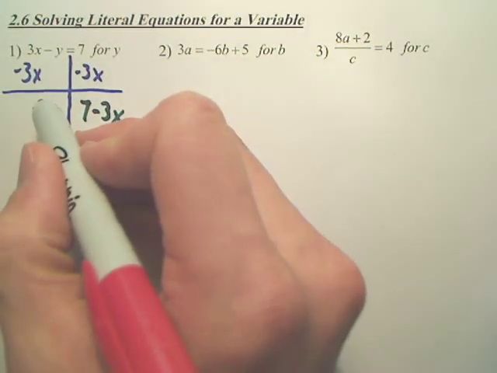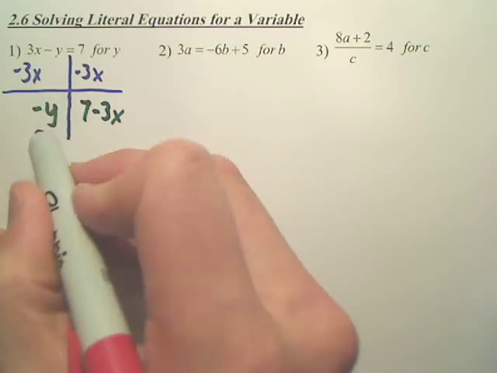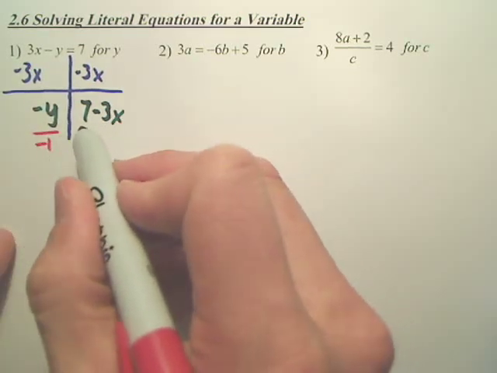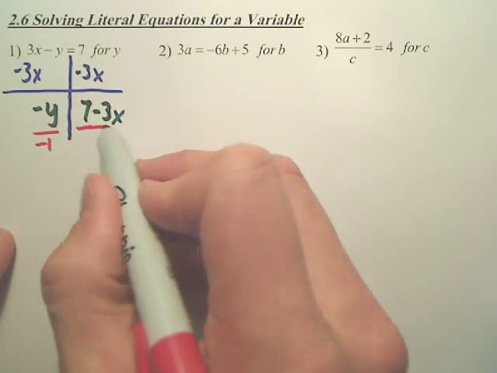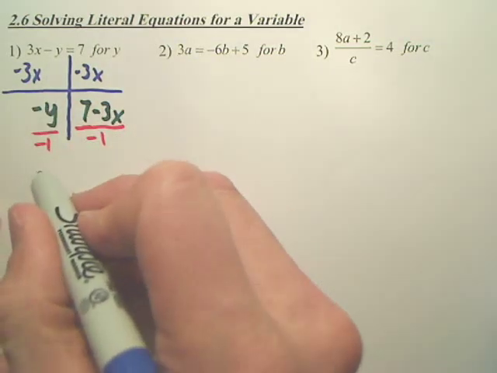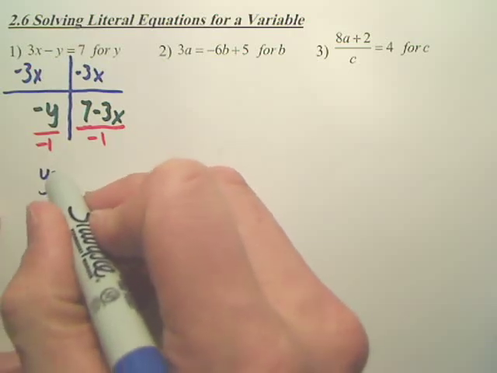Now, you have to first realize there's a 1 in front of here. To get rid of this negative in front of the y, you have to divide by negative 1. So we're going to divide both sides by negative 1. That gives us, the negatives cancel, gives us y.